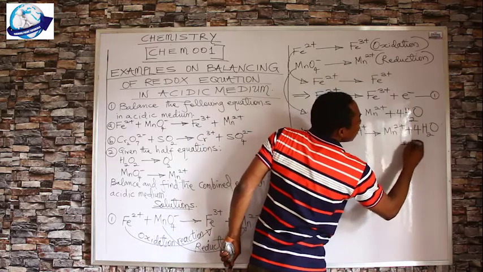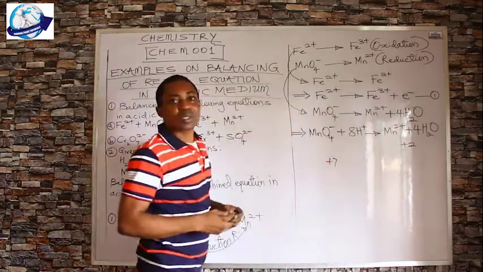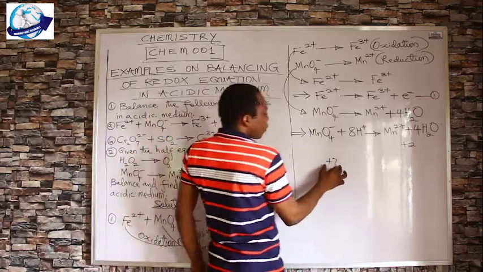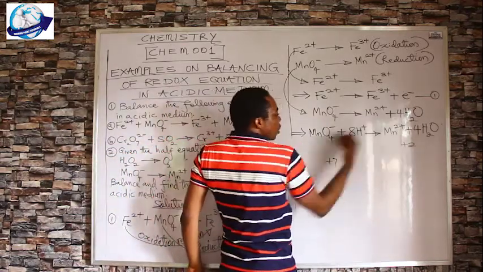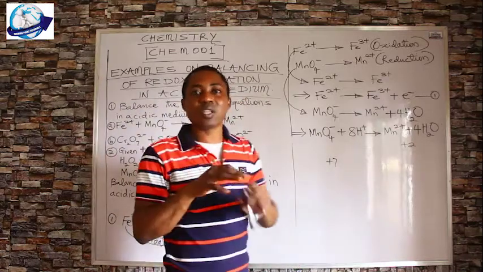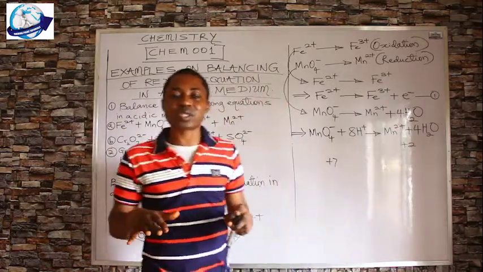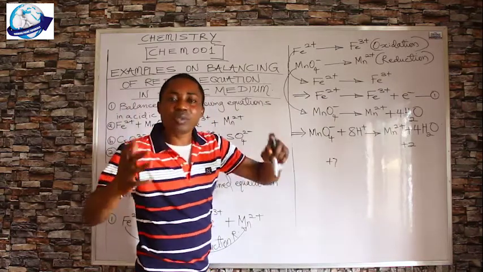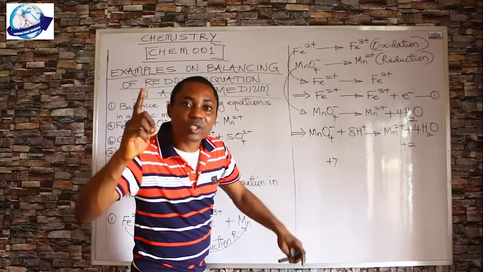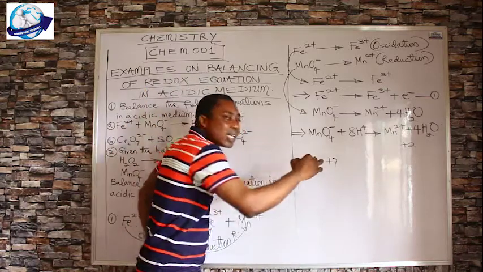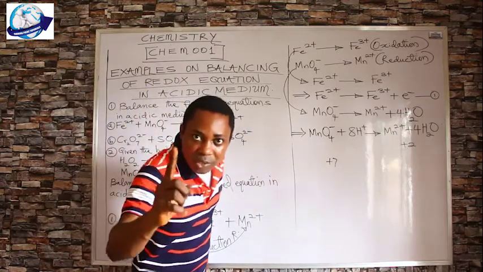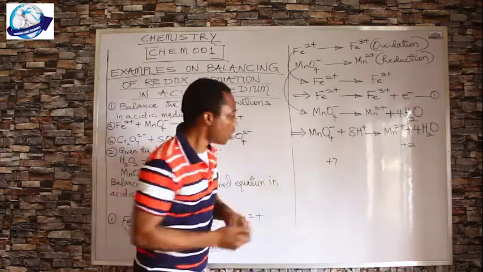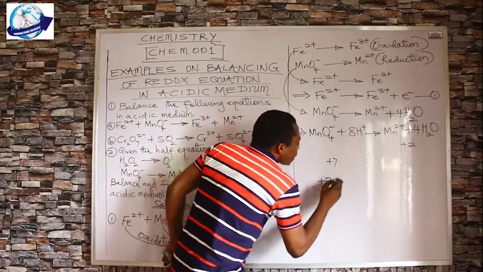So the total charge at the right hand side is plus 2. So there's an imbalance in the charge. For the left hand side plus 7, for the right hand side plus 2. What we do next is to equalize the charge at the left hand side and the one at the right hand side. How do we now do the equalizing of the charge? It's electron. We need to add electron to the side that has higher charge, plus 7. Then the question is, how many electrons should I add to plus 7? We need to look at it right here.